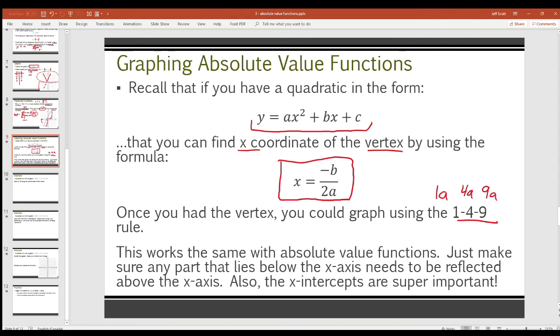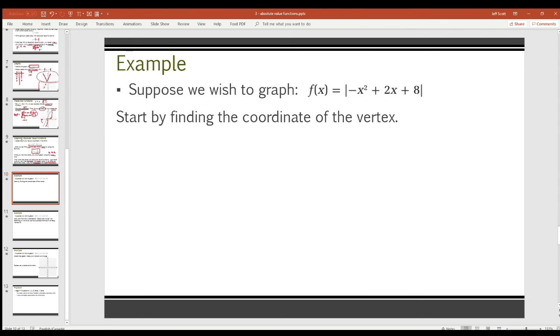This is going to work the exact same with absolute value functions. Just make sure that any part that lies below the x-axis needs to be reflected above the x-axis. Also, just like with linear equations, your x-intercepts are super important because they're going to serve as the basis for what gets flipped and what stays the same. So we're going to start with this question. We'll do this one together and we'll take it one step at a time.